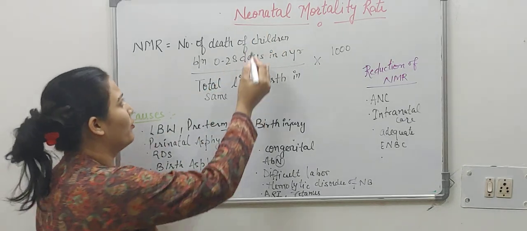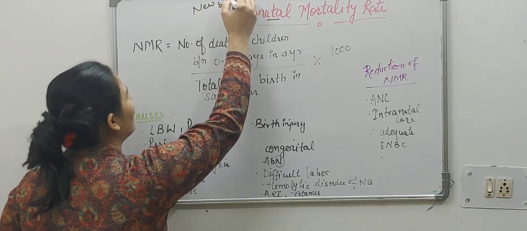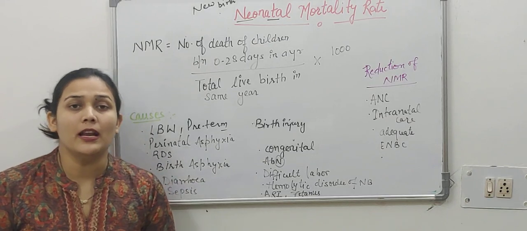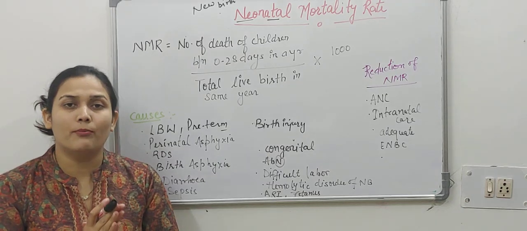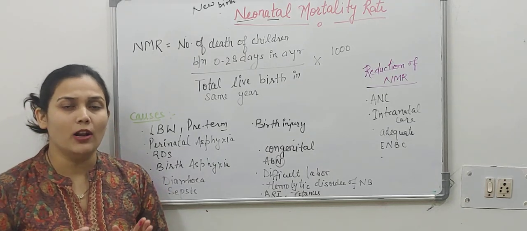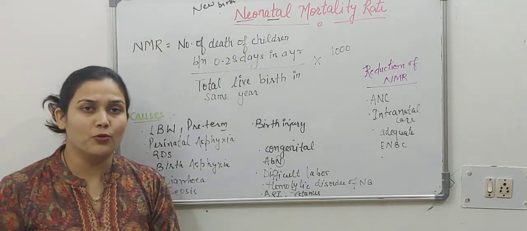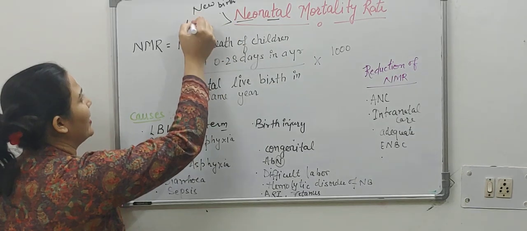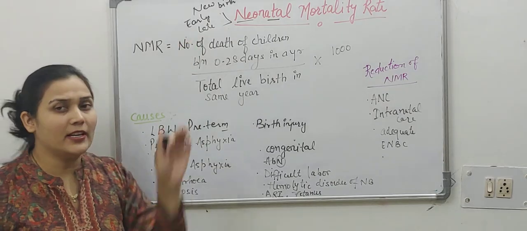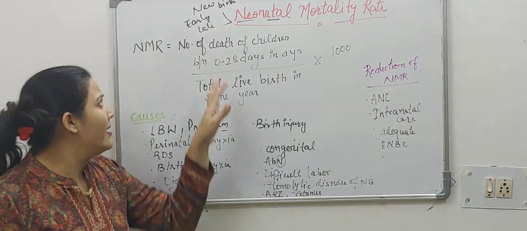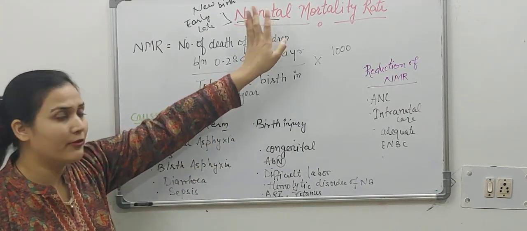Neo means new, natal means birth, that means new birth. Till when will we call the baby a neonate? Till 28 days of life, that is, from birth till 28 days of life we will call the baby a neonate. We divide the neonatal period into two: early neonate and late neonate. Early neonate is 0 to 7 days of life and late neonate is 7 to 28 days of life. So this is the meaning of neonate.